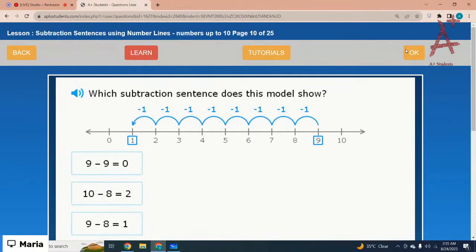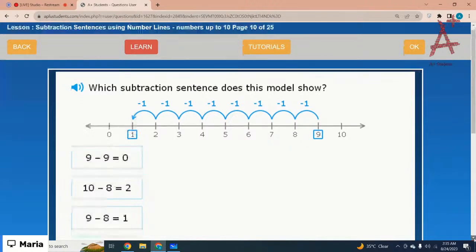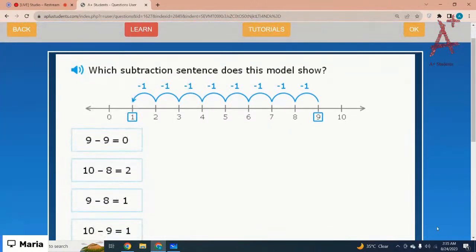Okay, which subtraction sentence does the model show? You started with 9, you go back 1, 2, 3, 4, 5, 6, 7, 8. You go back 8. 9 take away 8 equals 1. So the correct option is A, B, C. Option C is the correct option, right?